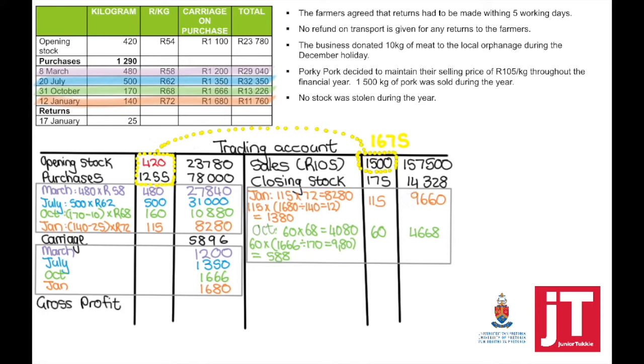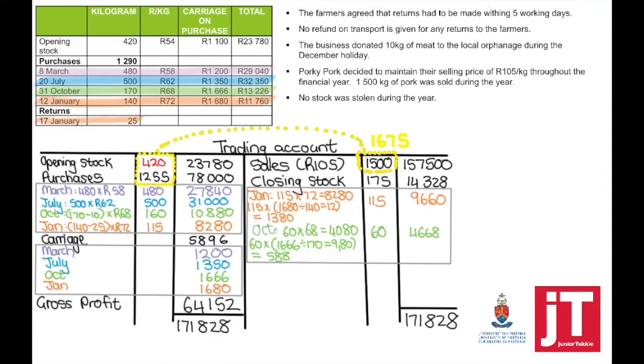The total closing stock is then those two added together, which equals 14,328. So if we now want to calculate the gross profit, we're going to take the credit side minus the debit side, and that equals 64,152. So we took the sales plus closing stock minus opening stock minus purchases minus the carriage.